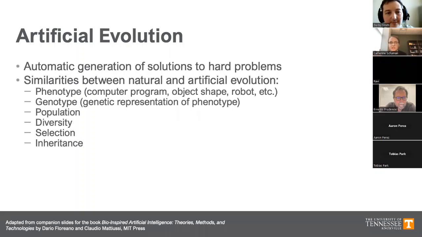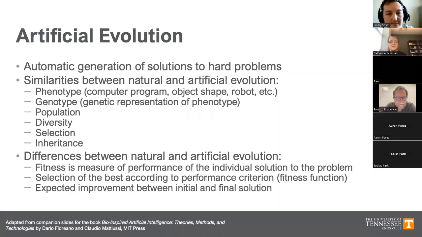Some of the similarities between natural and artificial evolution, those 4 key pillars that I just talked about, population, diversity, selection, and inheritance, those are key in the way that we perform artificial evolution. But we also have the idea of genotypes, which is the genetic representation that we're using, and phenotypes, which is ultimately the thing that we will be optimizing or evaluating. And this could be something like a computer program, an object shape, a robot, a circuit, whatever you can imagine that you would be interested in optimizing.